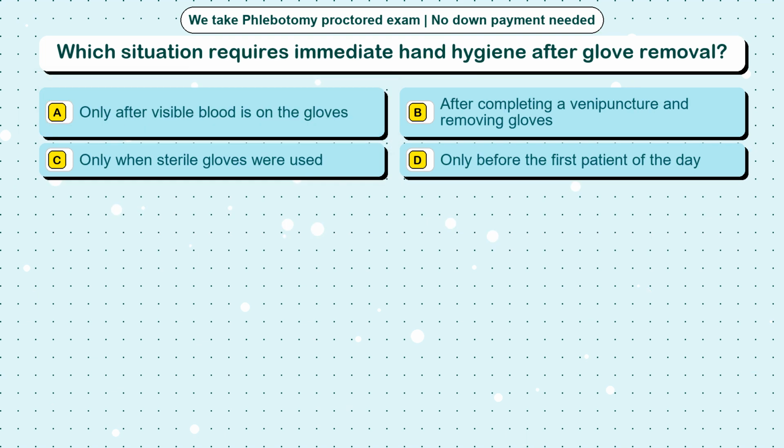Question 46. Which situation requires immediate hand hygiene after glove removal? Option A. Only after visible blood is on the gloves. Option B. After completing a venipuncture and removing gloves. Option C. Only when sterile gloves were used. Option D. Only before the first patient of the day.